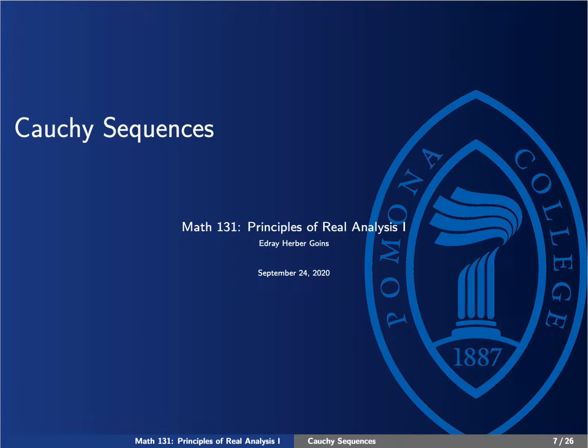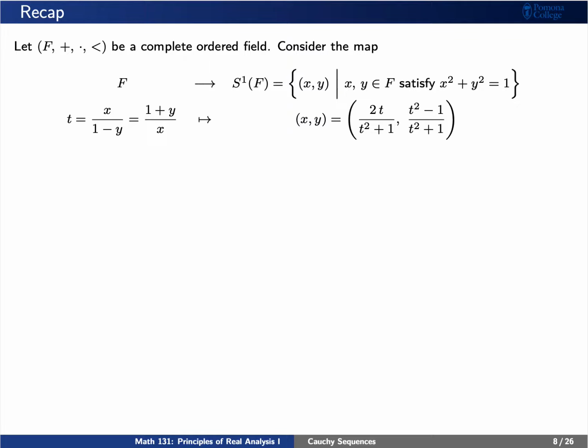Today we're going to talk about Cauchy sequences. Let's recap a few ideas from before. Let F be an ordered field, and let's consider the following map. It'll take a number t in F, and it'll return a point (x, y) that's on the unit circle.